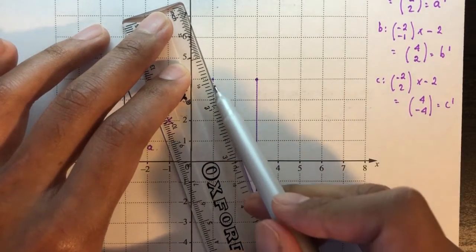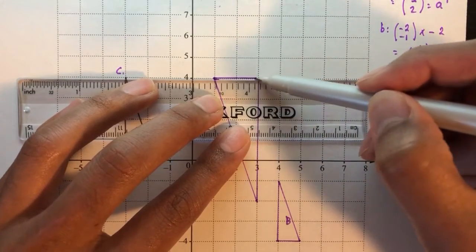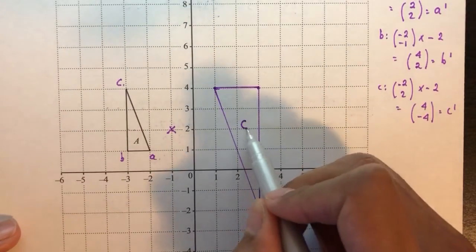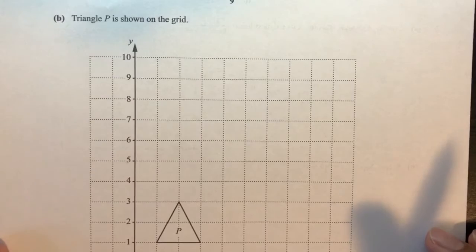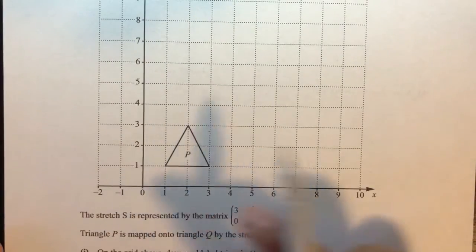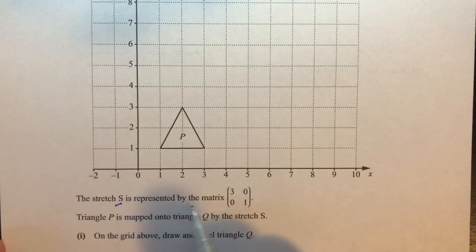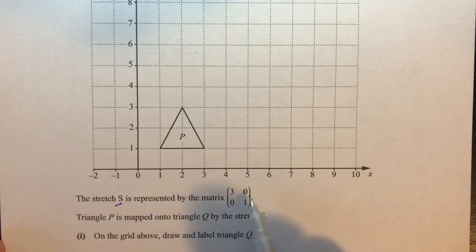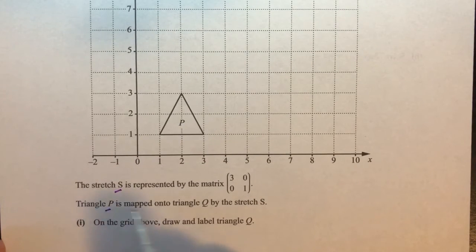So this is the enlargement of scale factor. This is triangle C. Okay, so now moving on to part B. It says triangle P is shown in this diagram. This is P. Now, the stretch S is represented by the matrix 3, 0, 0, 1. So we say triangle P is mapped onto triangle Q by the stretch S.